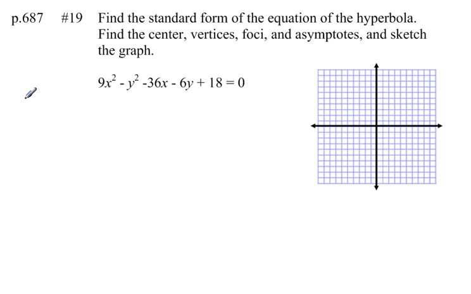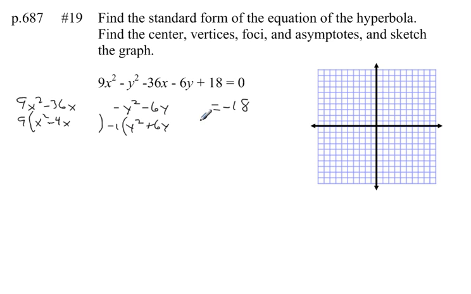Okay, to start, let's group our x's and y's together so that we can complete the square. So 9x squared minus 36x, then we'll leave a space, minus y squared minus 6y, and we'll leave a space, equals, let's move that 18 over, so equals negative 18. Now before we complete the square, we have to factor a 9 out of both of these terms, because we need a coefficient of 1 in front of both of our x and y squared. I'm also going to factor a negative 1 out of both of the y terms. I'll leave a space again, equals negative 18.